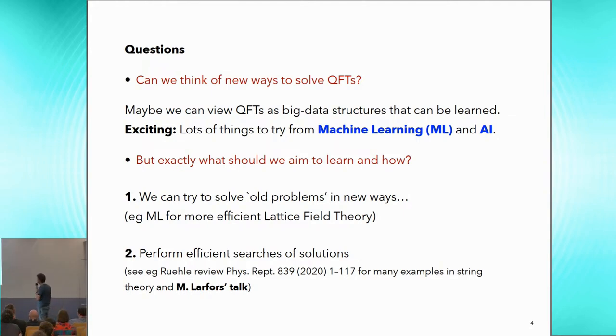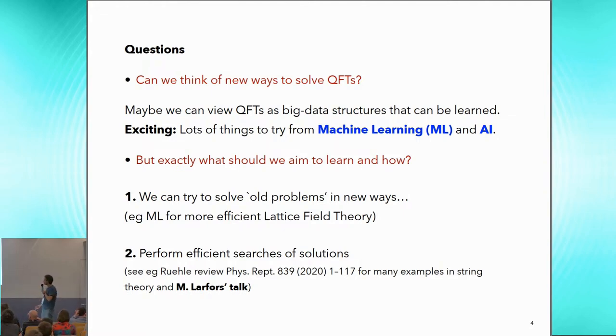And this is exciting because of the particular circumstance of what's happening in computer science. In computer science, there is a lot of progress, all sorts of interesting, amazing things are happening. So it's natural to ask whether we can use things like, for example, machine learning or AI, to solve quantum field theories. And this also connects to Magdalena's talk. But here the focus is not so much on string theory, but quantum field theory itself. So, okay, that's a natural question, but exactly what should we aim to learn and how?